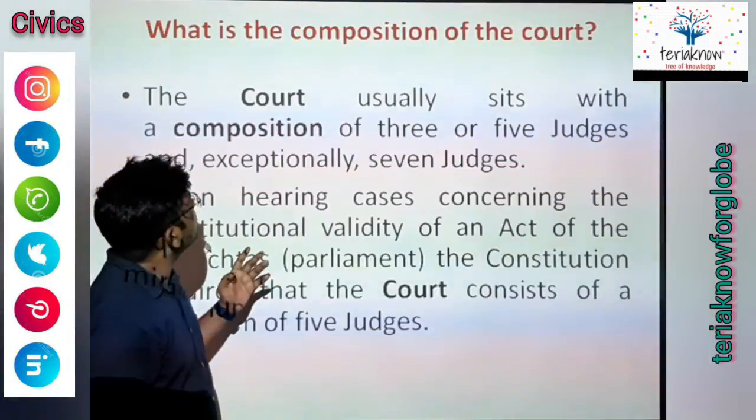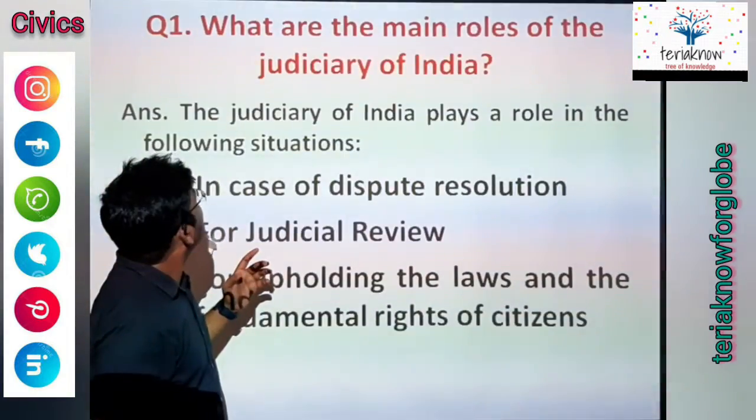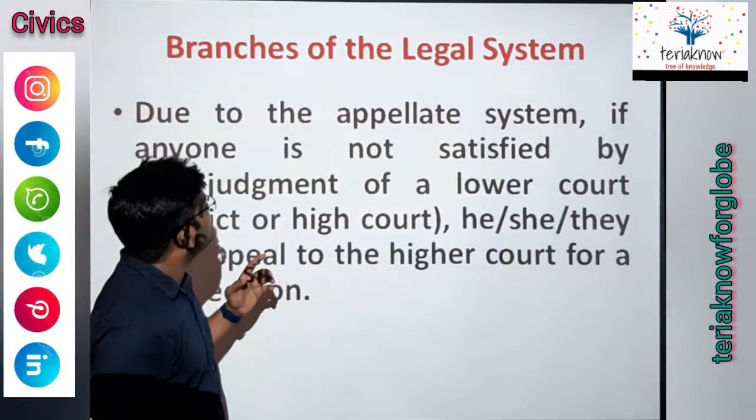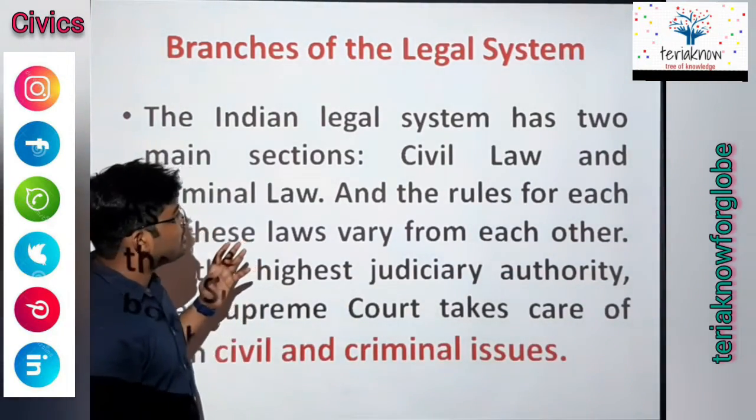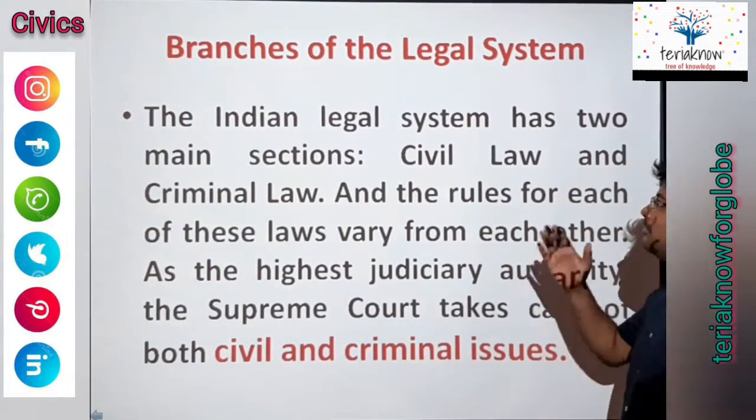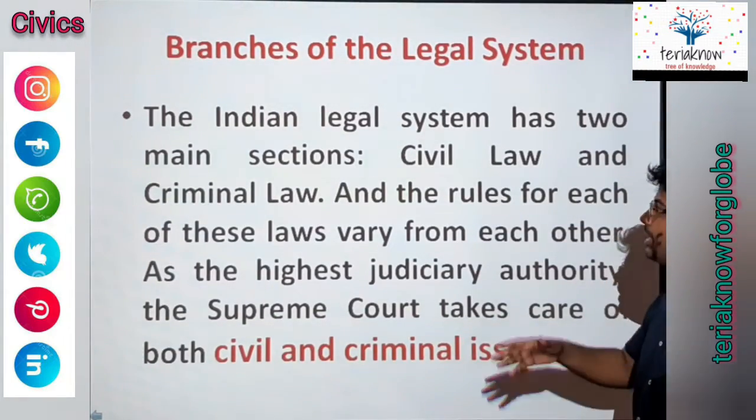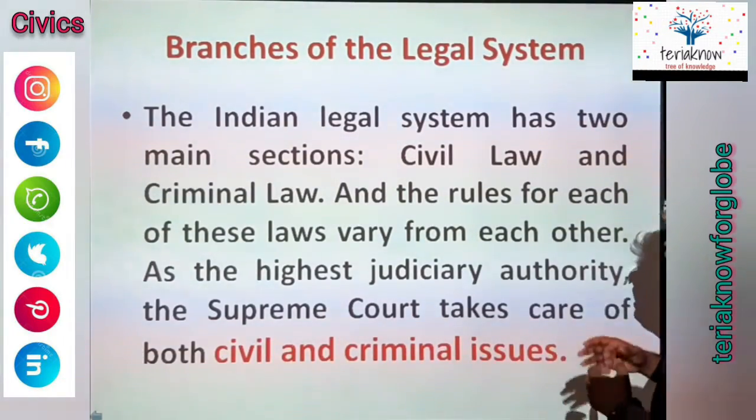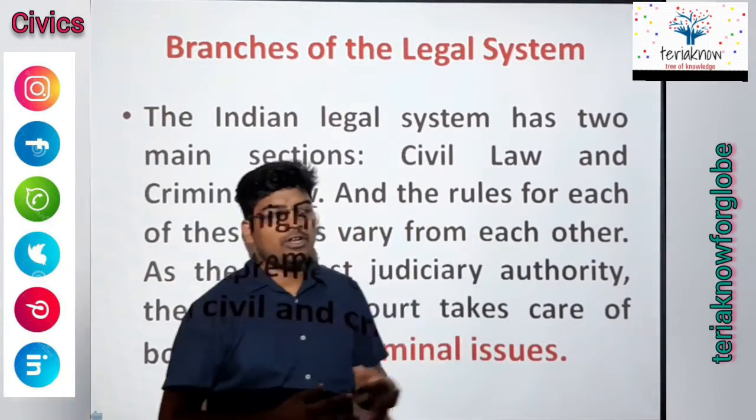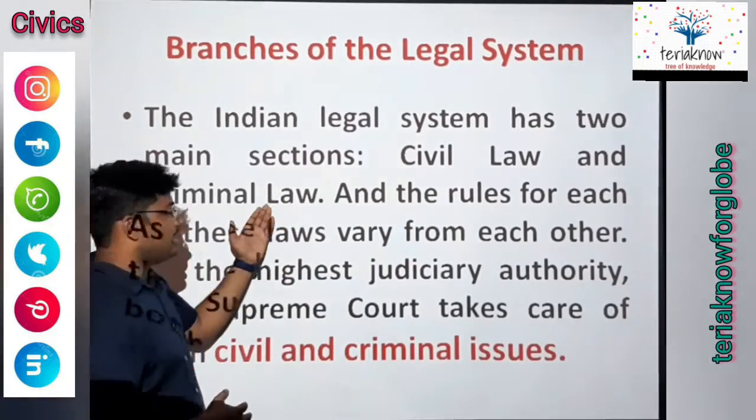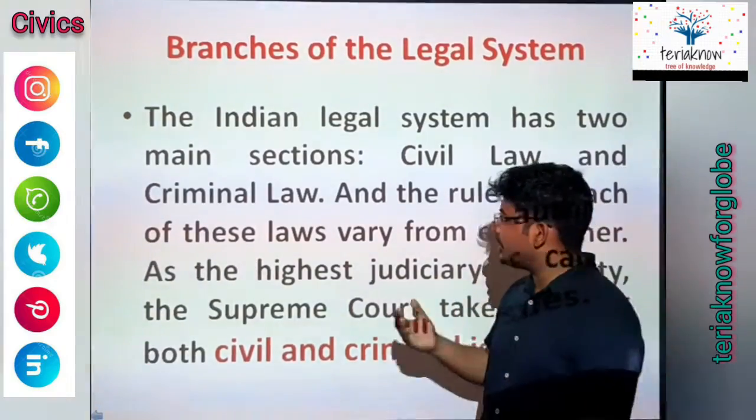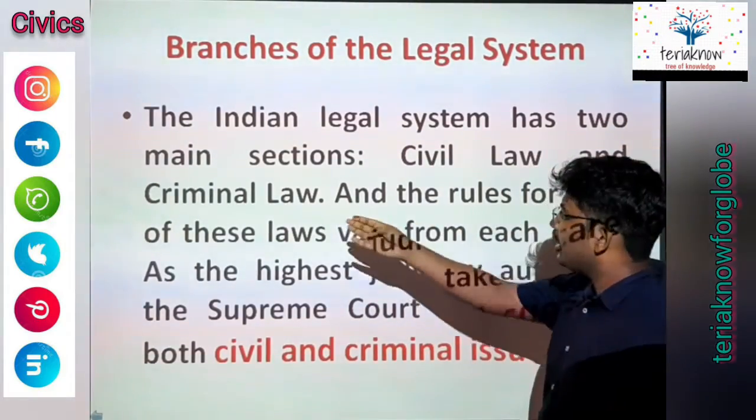Now there were 2-3 questions. Yesterday we left off saying there will be 2 types of law we have to study. So in this class basically we will study the branches of the legal system. You know the Indian legal system has 2 main sections: one is civil law and another one is criminal law. So we have 2 sections in the Indian judiciary system, that is civil law and criminal law.